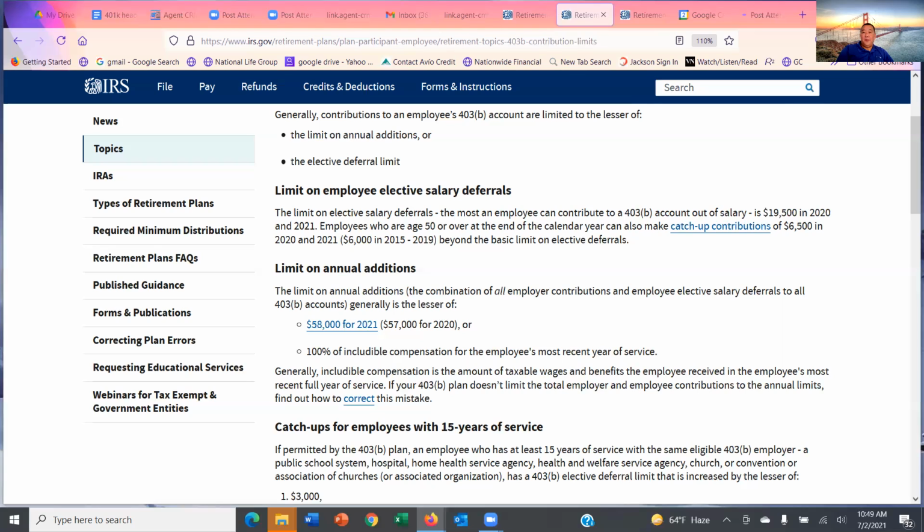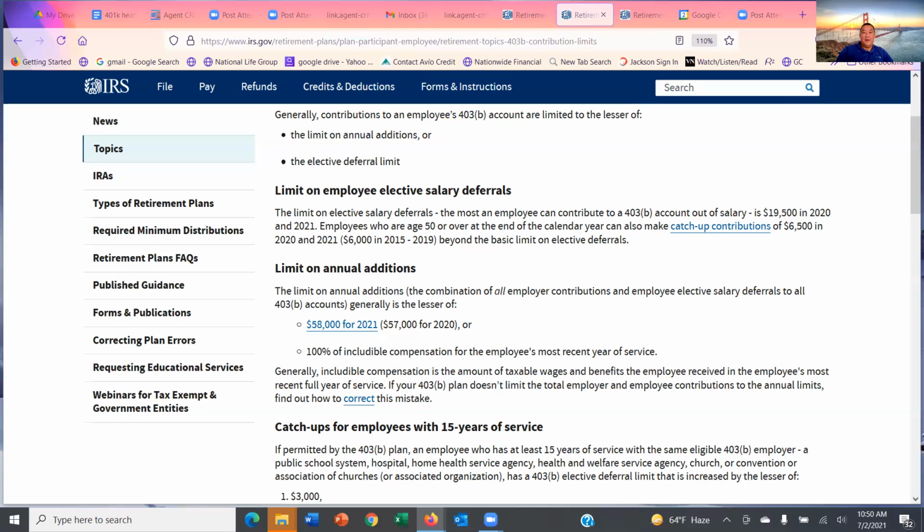Now, you don't hear about 403bs as much as we hear about, say, 401ks. The 403b for the nonprofit world is basically the same as a 401k is to the corporate world, in a sense. Again, we kind of talked briefly about the biggest difference in a 403b and an IRA is the contribution limits.